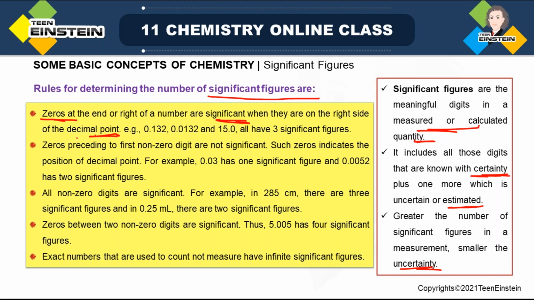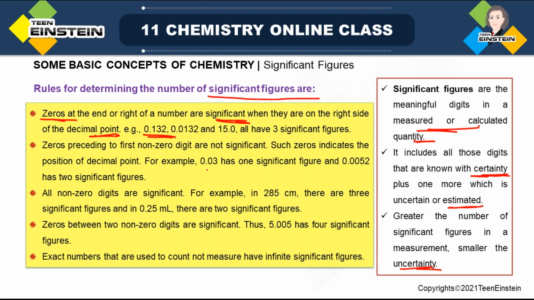Zero which is at the right side of the number or at the end of some number, and also on the right side of the decimal point. If these conditions are fulfilled, then those zeros will be considered as significant. Here as examples, we have 0.132, 0.0132 and 15.0. Now all these three values that you are seeing have 3 significant figures.